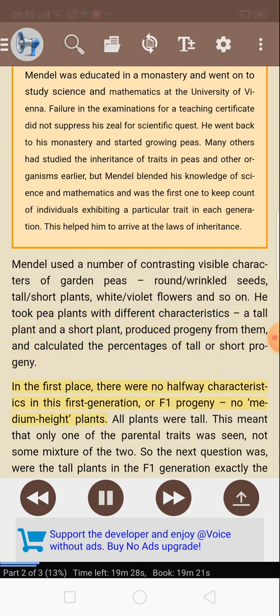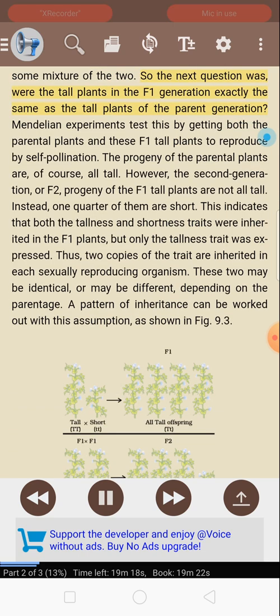In the first place, there were no halfway characteristics in this first generation, or F1 progeny, no medium height plants. All plants were tall. This meant that only one of the parental traits was seen, not some mixture of the two. So the next question was, were the tall plants in the F1 generation exactly the same as the tall plants of the parent generation?